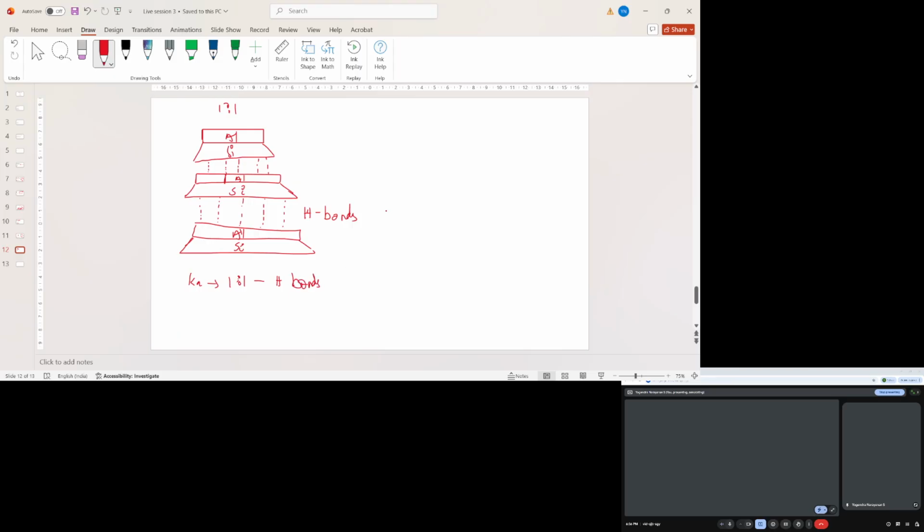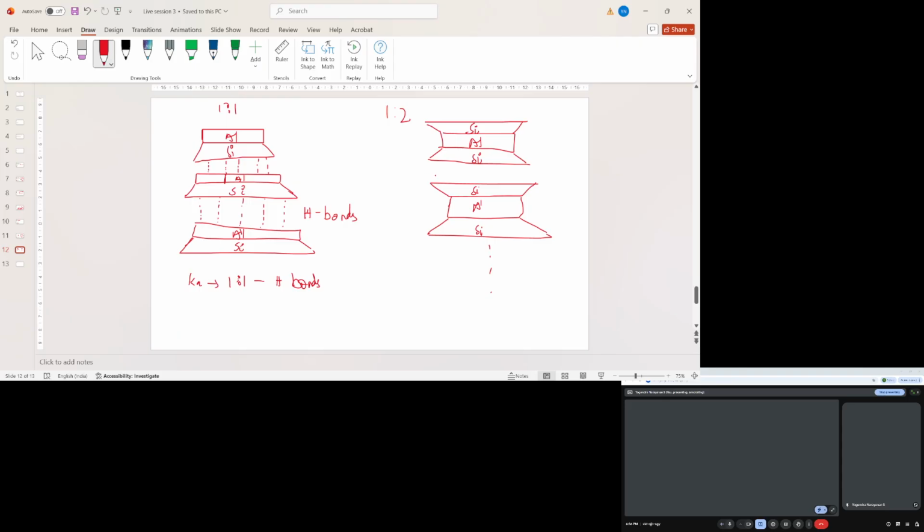Now, the other type of sheet is the 1:2 sheet, which is essentially an alumina sheet sandwiched between two silica sheets, and so on.